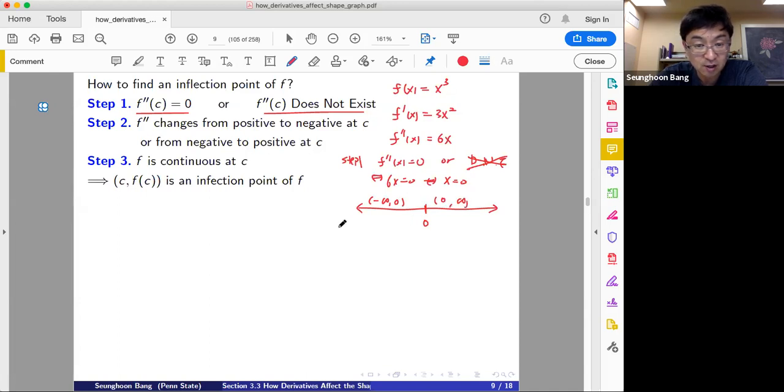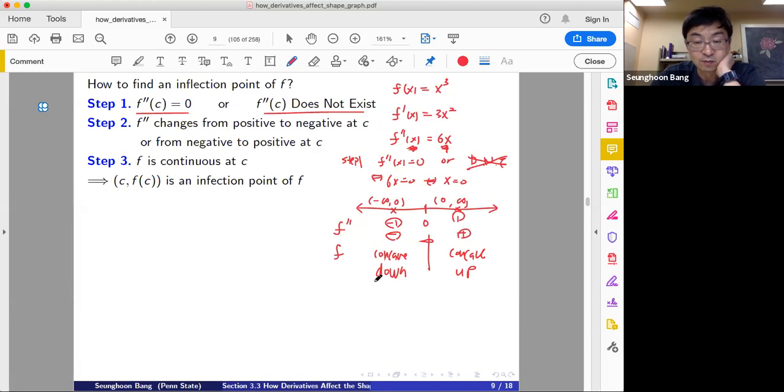You can check the second derivative. Choose minus 1 and plug it in: 6 times minus 1 is negative. You can choose 1 for x: 6 times 1 is positive. What's the graph of f like? Here, negative, concave down. Here, positive is concave up.